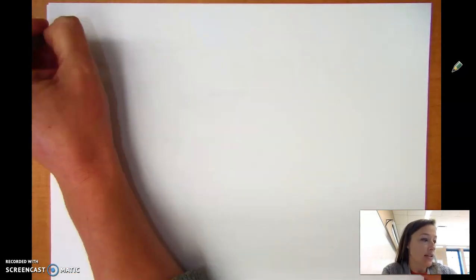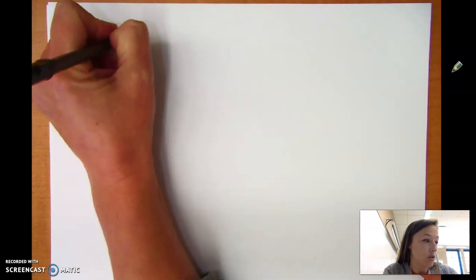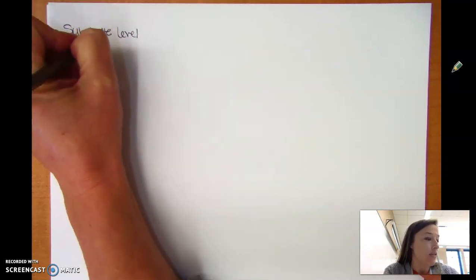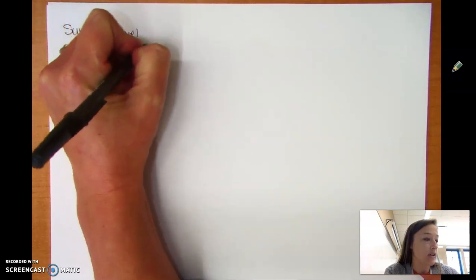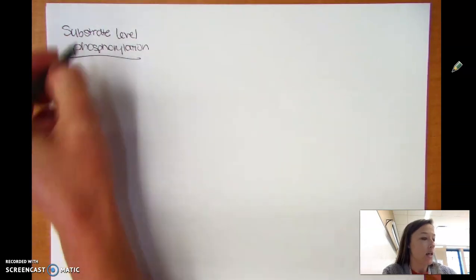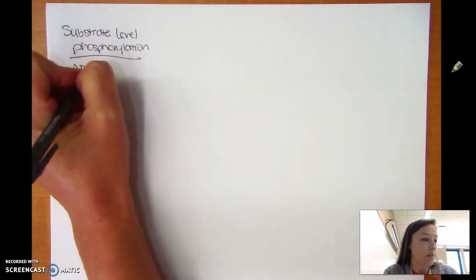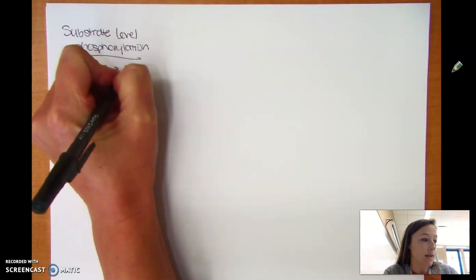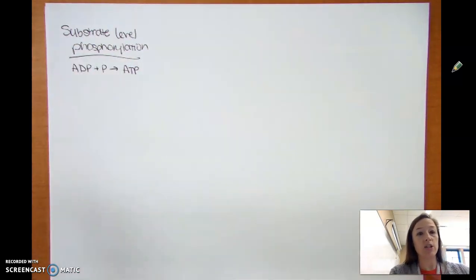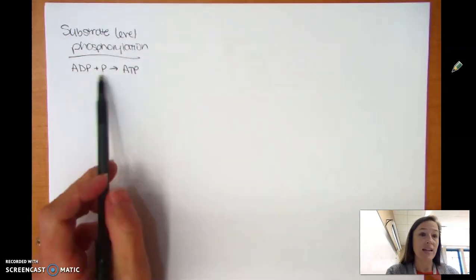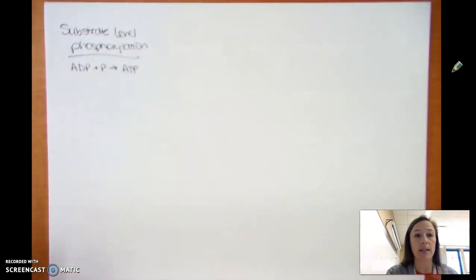So the first thing is substrate level phosphorylation. If you break down that word, phosphorylation means to add a phosphate group to. Simply, for example, when we take ADP and we add a phosphate group to it to make ATP, that's phosphorylation. And when we're talking about phosphorylation in cellular respiration, that's exactly what we're talking about. We're talking about making ATP.